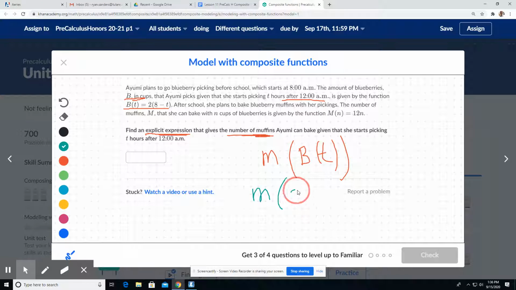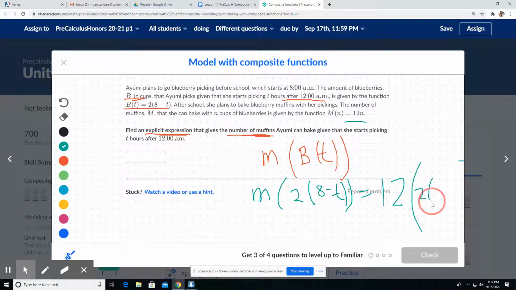B sub T is 2 times 8 minus T. All right, there's that function. And then we're plugging all of that into the M function. The M function is basically multiplying by 12 here. So this is going to be equal to 12 times whatever's inside that parenthesis. Looks like I ran out of room, which is 2 times 8 minus T. All right. So 12 times this explicit function.